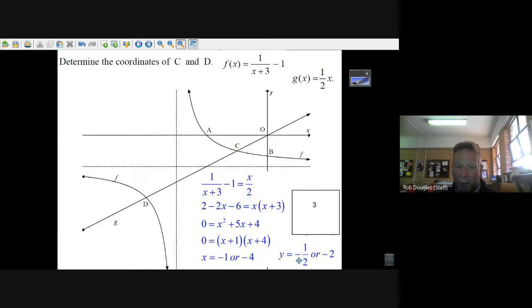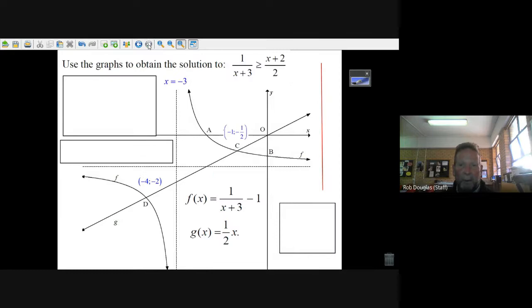Well, now I've got the coordinates. Minus 1 goes with minus a half. And that's the coordinates of C, minus 1 and minus a half. The one that's further to the left is minus 4 and minus 2. There we go. X is minus 4 and y is minus 2. And you have to write down the coordinates.